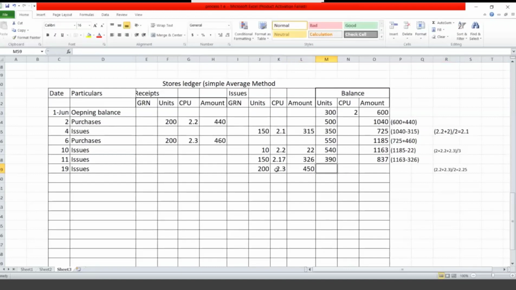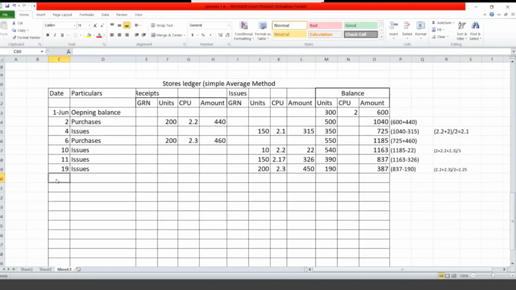Now how much is left? 390 units were there. In that, 200 units are over. Now only 190 units are there. 837 minus 450, you got 387. So mention here 837 minus 190. Now move on to the next transaction after 19th.